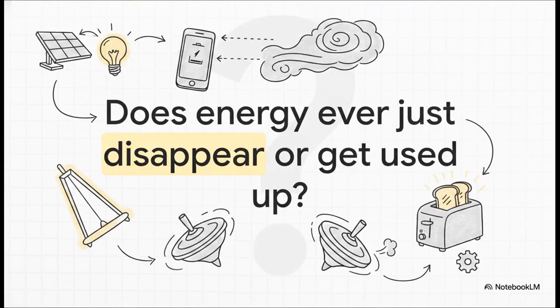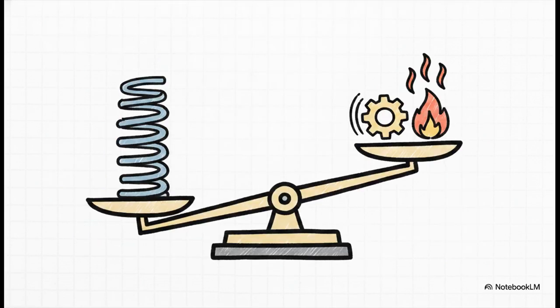Now, I really want you to think about this next part. Does energy ever just disappear or get used up? It is one of the most common misconceptions in 7th grade science, and honestly, even for a lot of adults. When your phone battery dies or when a spinning top finally wobbles and stops, it certainly looks like the energy just vanished into thin air, right? It feels like the energy has been completely consumed. But is that what's actually happening according to the laws of physics? The absolute definitive answer is no way.